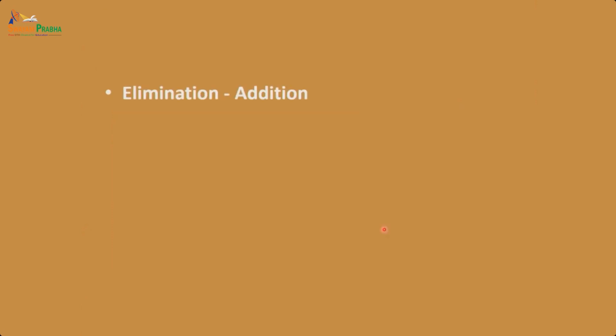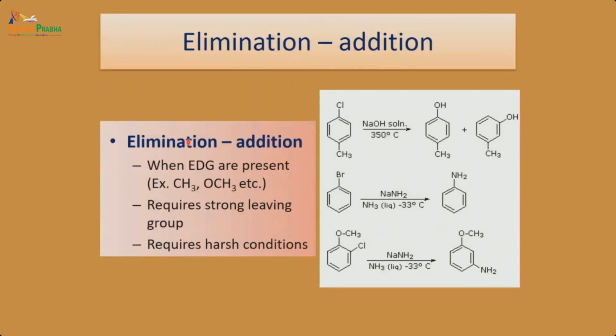Elimination addition mechanism. We had so far seen the addition elimination mechanism. Now we will move on to the elimination addition mechanism. The major difference from the previous one is that elimination occurs followed by addition, and this requires a strong leaving group and also very harsh conditions. There is a major difference between the addition elimination and elimination addition mechanisms. In the previous one, wherever the leaving group is, there only the nucleophile adds. But in this case, there are two possibilities.